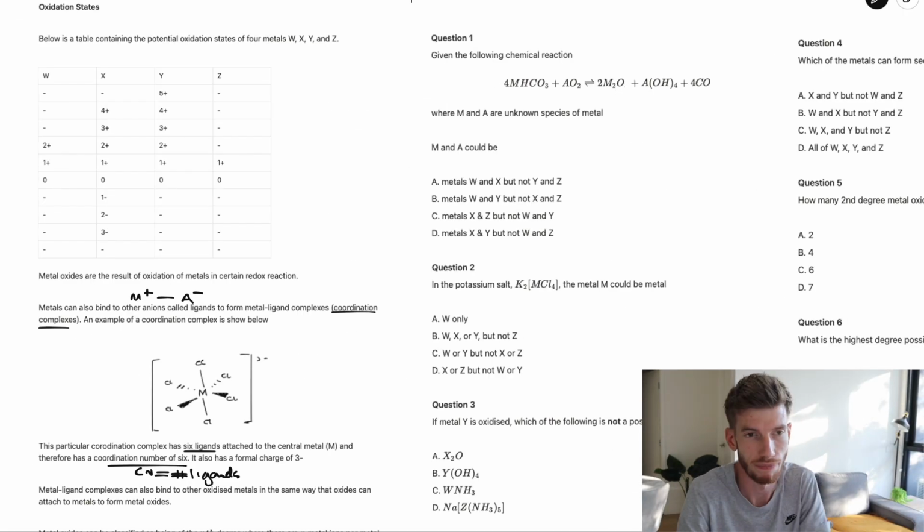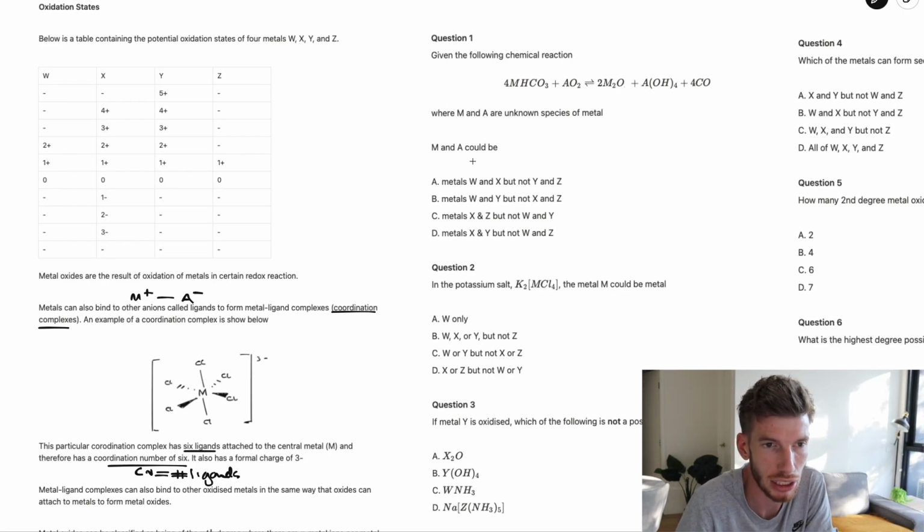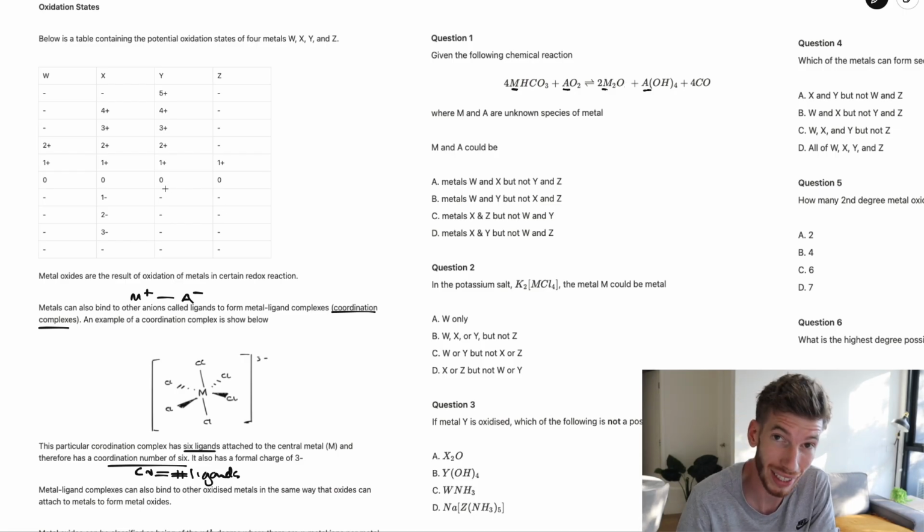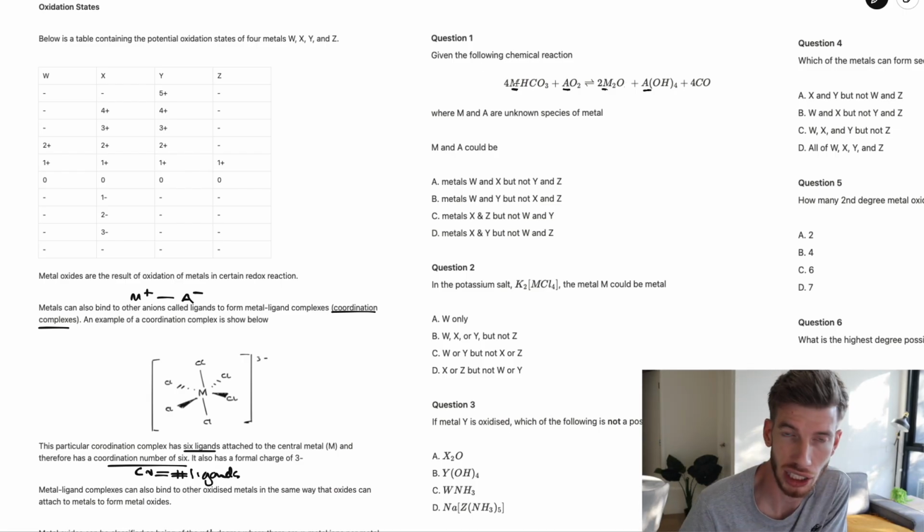So with question 1, given the following chemical reaction, where M and A are unknown species of metal, and you can see them appearing here, here, here, and here. We've got to work out metals M and A could be which of the following from the table. So from the table, I can see that it only gives me oxidation states. So this must be my tool to work out which ones are which. So if I look at each of them, I have to work out the oxidation numbers, right? So we can do this algebraically.